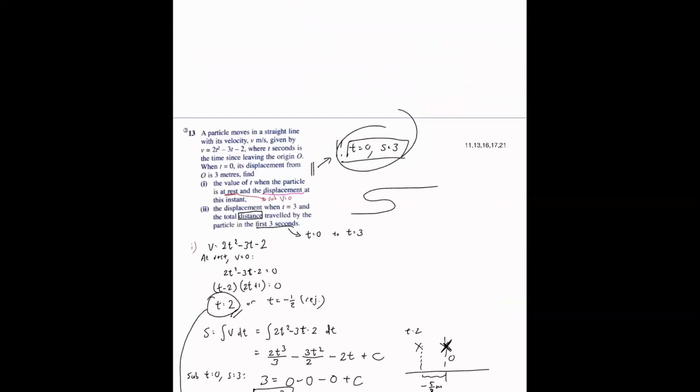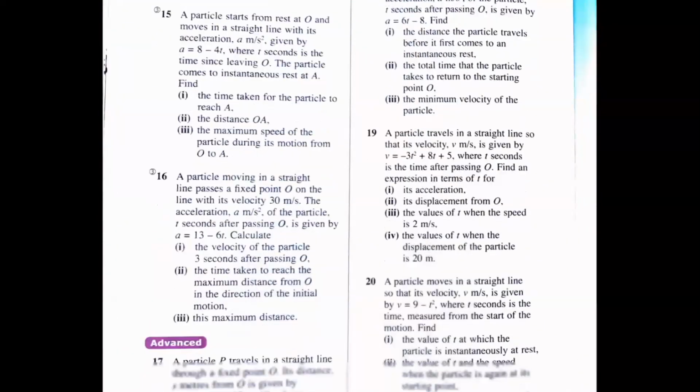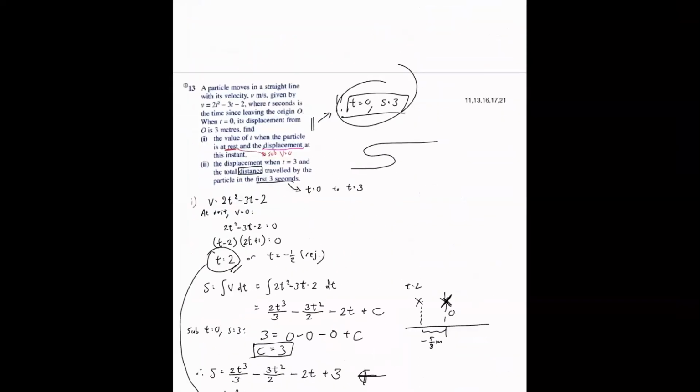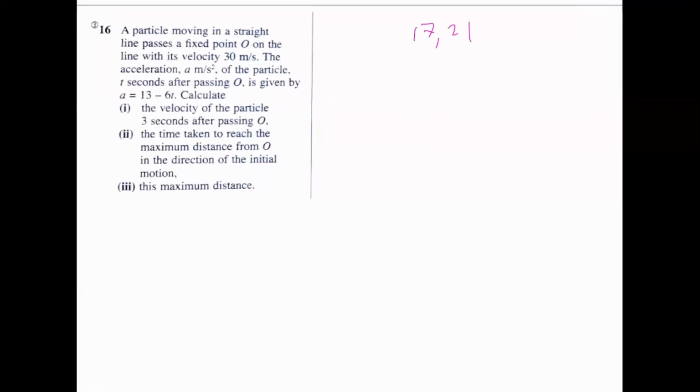What questions? 11, 13, 16, 17, 21. 16 is where? 16 is over here. Let's take a look. Still have 17, 21. Okay, let's take a look. A particle moving in a straight line passes a fixed point O on the line with its velocity 30 meters per second. So v equals 30. Passes through fixed point, so t equals 0. The acceleration a meters per second squared of the particle t seconds after passing O is given by a equals 13 minus 6t. So a equals 13 minus 6t.